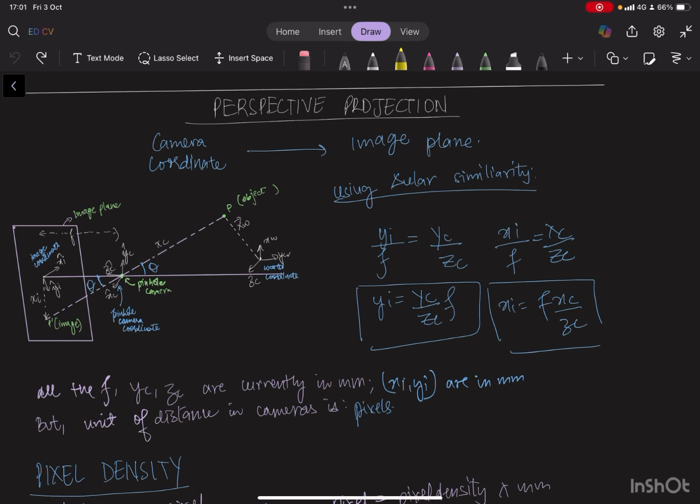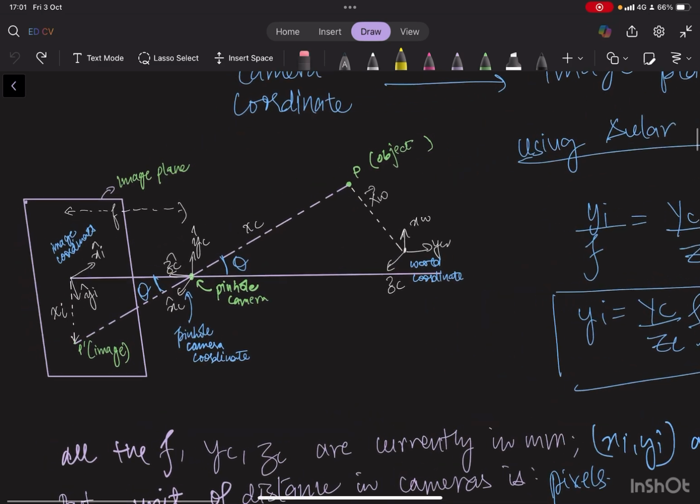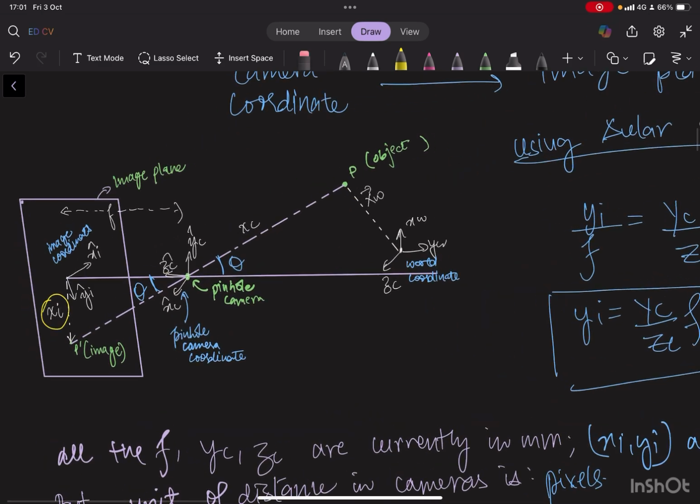So we basically know the position of the object with respect to the camera coordinate frame, and now we want the position of the image in the image plane. Alright, so we want xi when we know xc. To find it, we will simply use this triangle and this triangle. So we will be using similarity of triangles.